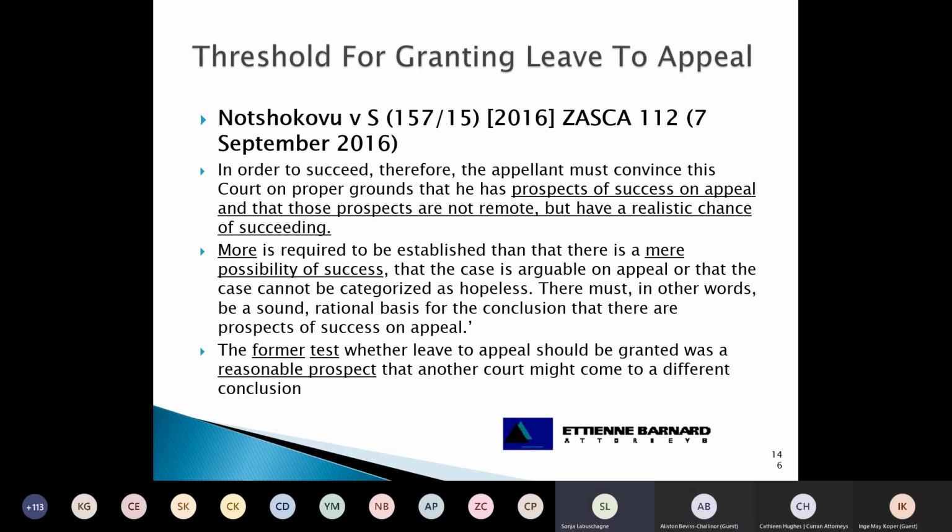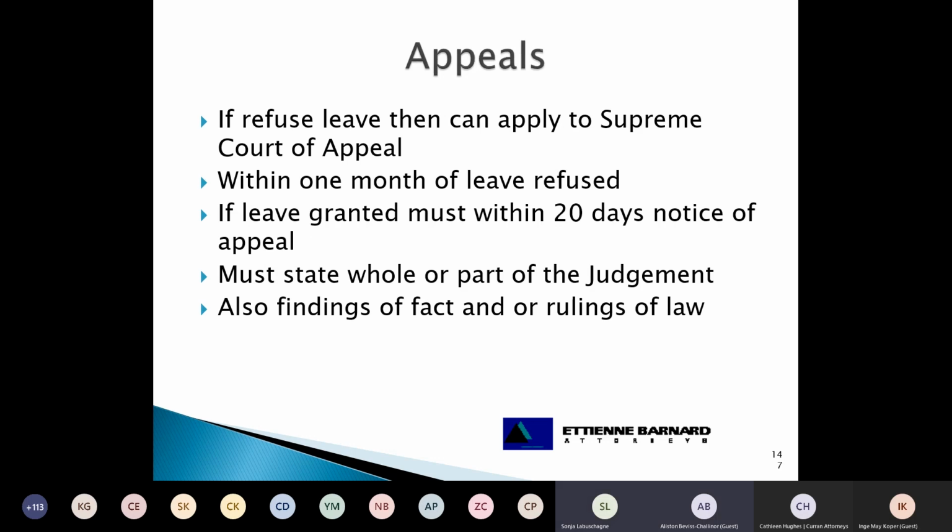All right, so please keep that in mind, especially when you read cases that refer to appeal, because all those cases will refer to a reasonable prospect, where it is not. There must be more than a mere possibility of success. So you apply for leave to appeal to the single judge, to appeal the matter either to the full court or the Supreme Court of Appeal.